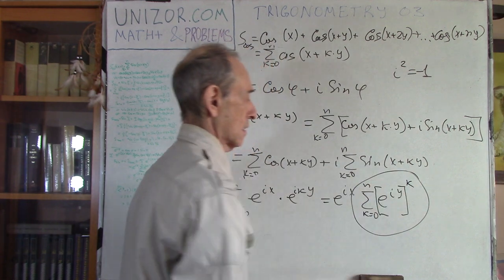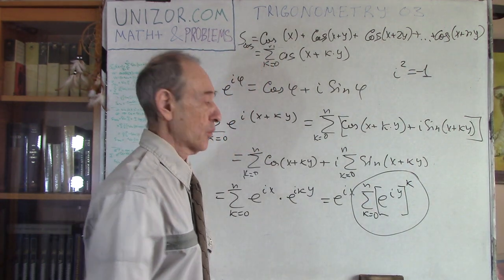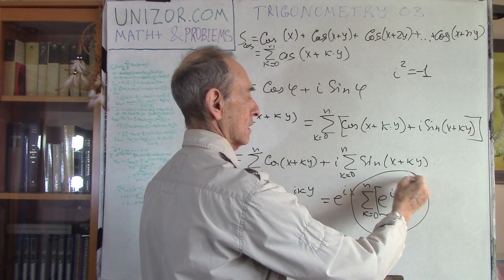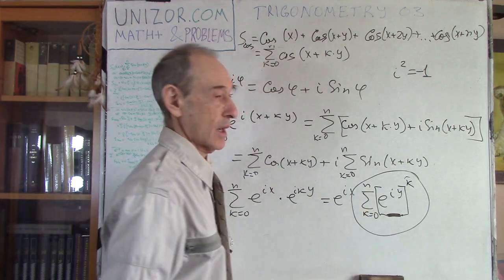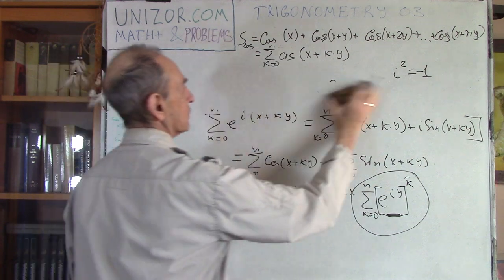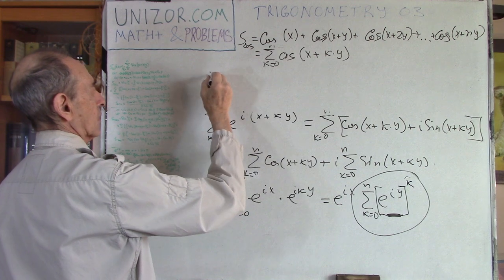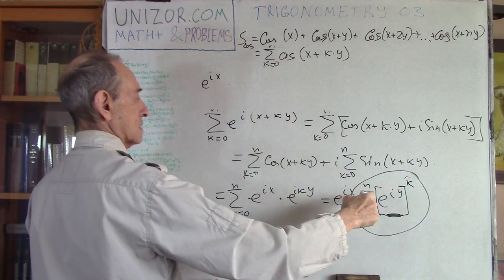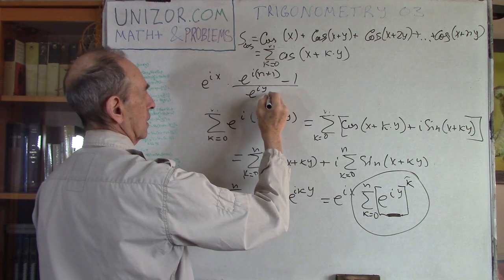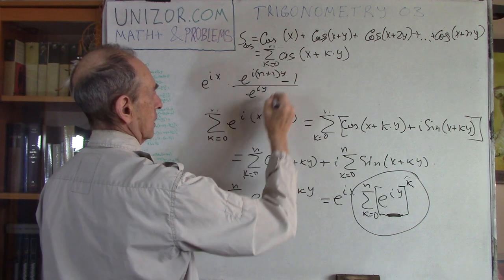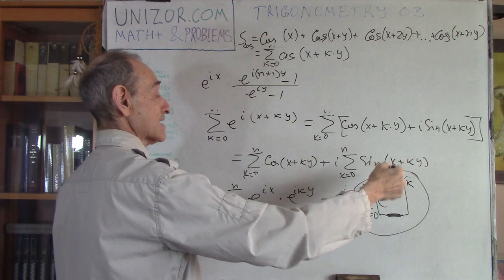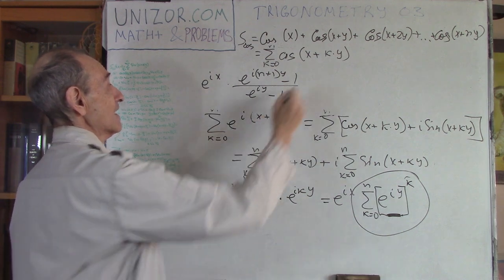And what is this? This is a geometric series with a factor e to the power of iy, and the first member and the factor are e to the power iy. So you can use the formula for a geometric sequence to get the result. What you will have as a result is e to the power ix times, e to the power i(n plus 1)y minus 1 divided by e to the power iy minus 1. I just used the formula for geometric series: the member next after the last member, minus 1, divided by the factor minus 1 in this particular case. So this is the answer.